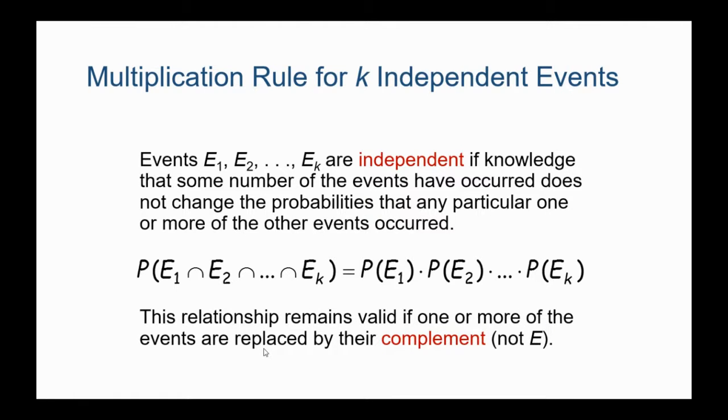Now, this relationship remains valid even if one or more of the events are replaced by their complement. So let's say we kept everything the same except we wanted the event that E1 does not occur. I could replace this with the complement and the relationship would still work. I could still multiply like this, even though one's a complement.